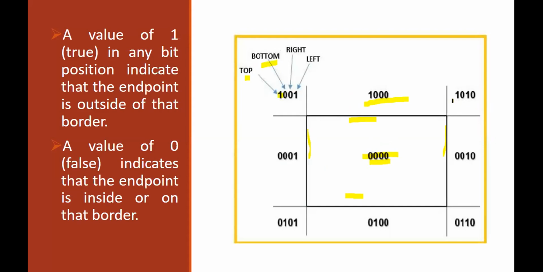Now let's talk about 1010. In this, since it is lying above the top border, and also it is lying outside the right border, hence it is 1010. So we can conclude that a bit position of the region code contains 1 if it's outside of the corresponding window border, and 0 if it's inside that corresponding border.